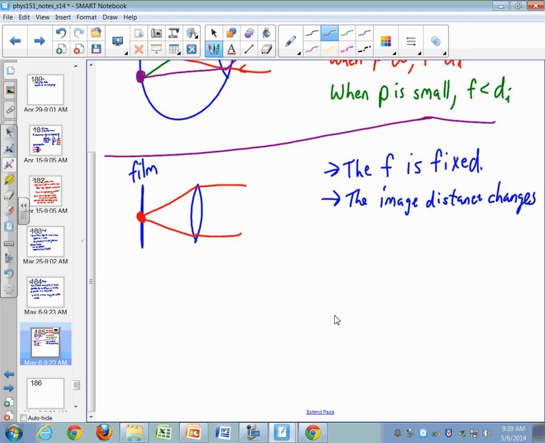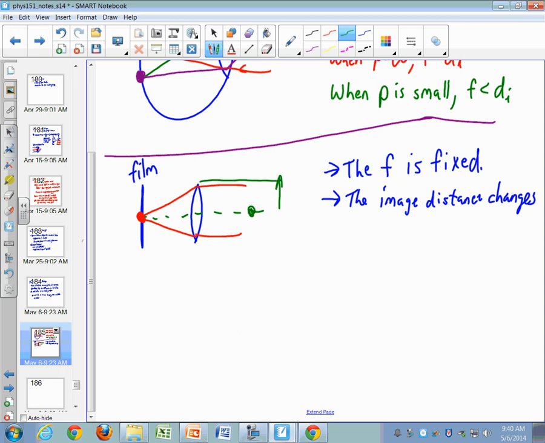What do you think? If I'm looking at something really close, do I move the film away from the lens or towards the lens? It is away. Let me show you. Because if I'm looking at something that's close, let me draw the diagram here like we did before. I'm looking at something now close. Here's my focal point. Here's my object.